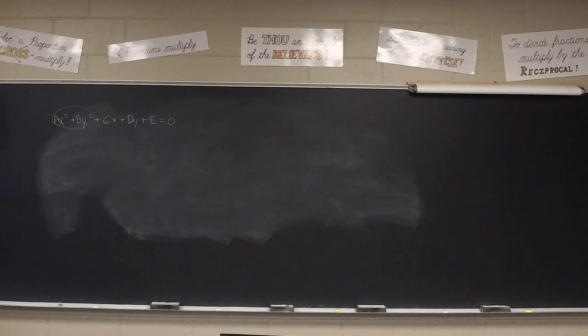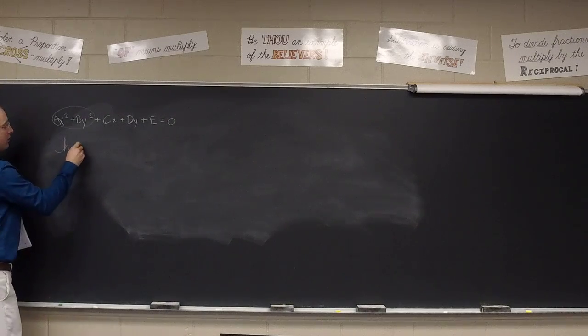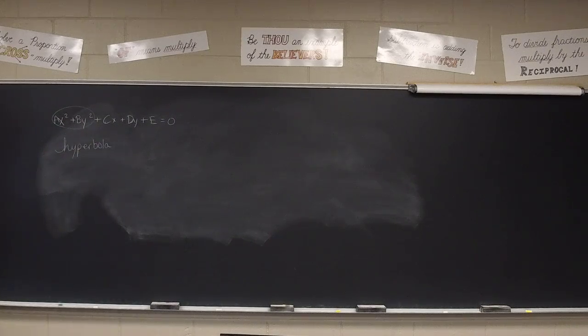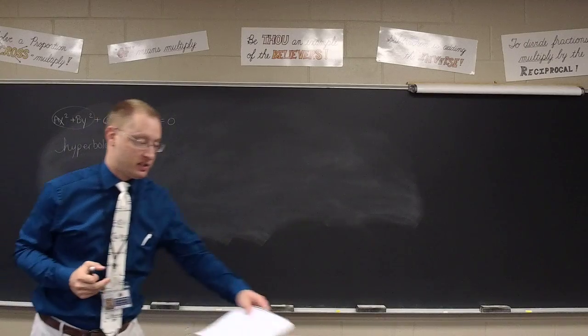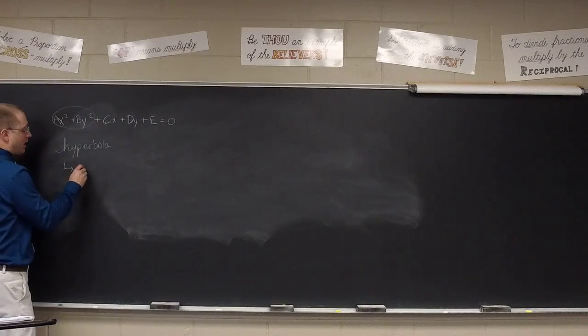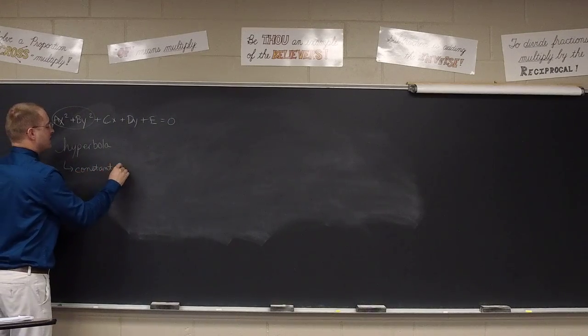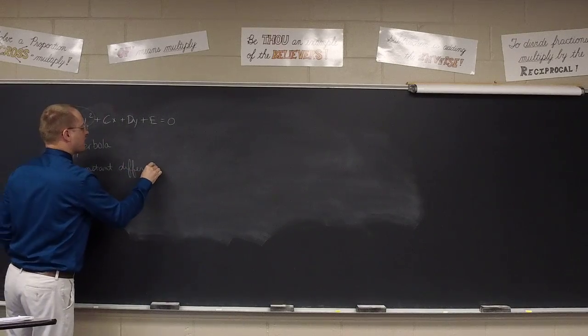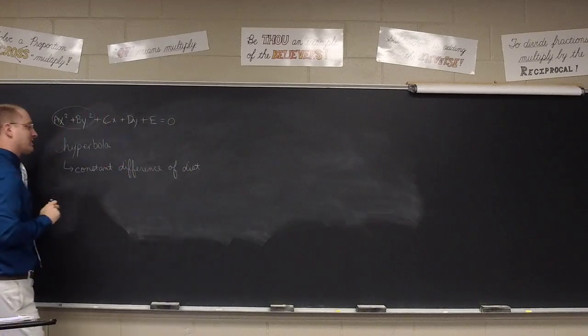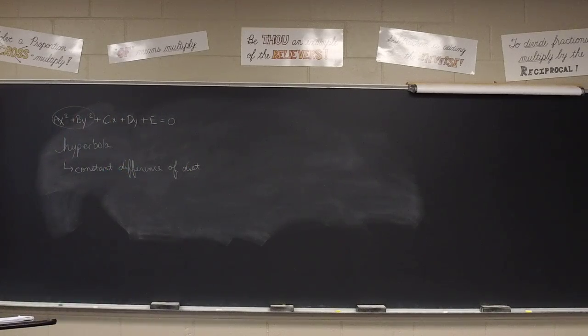Let's then talk about the hyperbola. So next thing you know is the hyperbola. Now, of all the conics, this is the most unique. Okay, the hyperbola, the most unique. Its definition, very similar to that of the ellipse. It's the locus of points having a constant difference of distances from 2 fixed points.